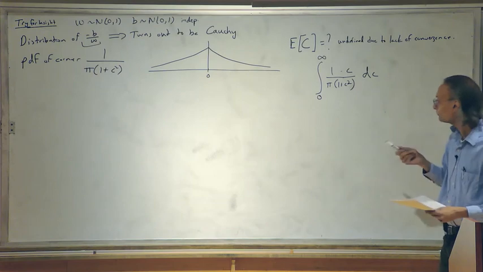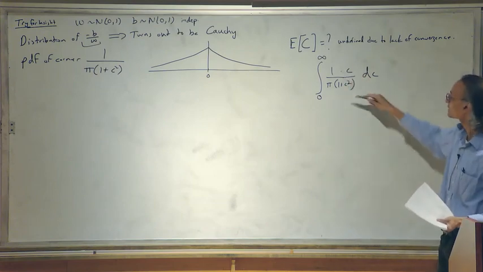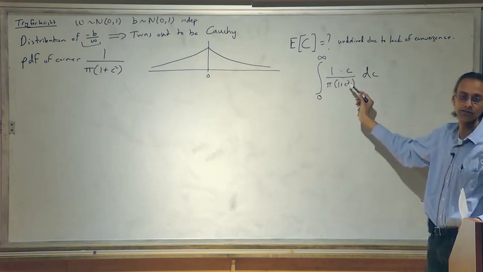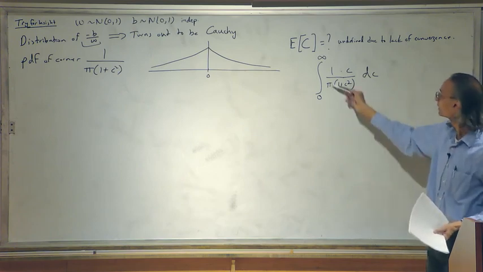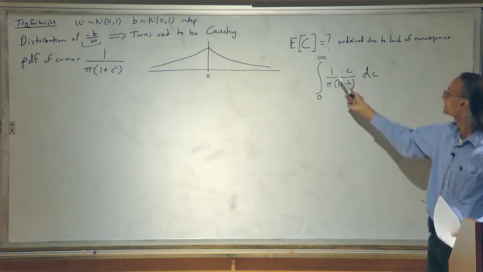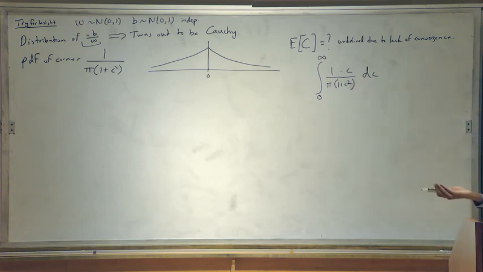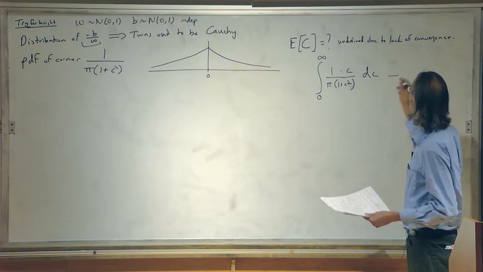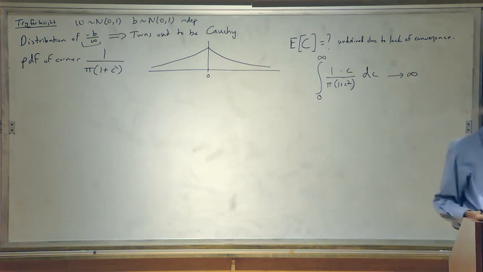But if you look at this, what you'll see is that asymptotically, the denominator behaves like c squared, and the numerator behaves like c. So asymptotically, when the values are big, this thing is behaving like 1 over c. But for 1 over c, the integral diverges. So the integral diverges on both sides. So this thing tends to infinity slowly, but it does tend to infinity.